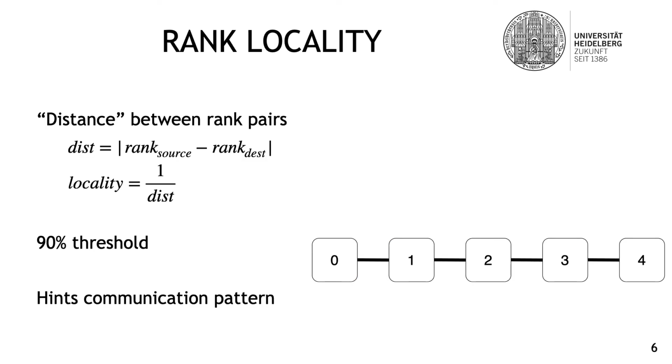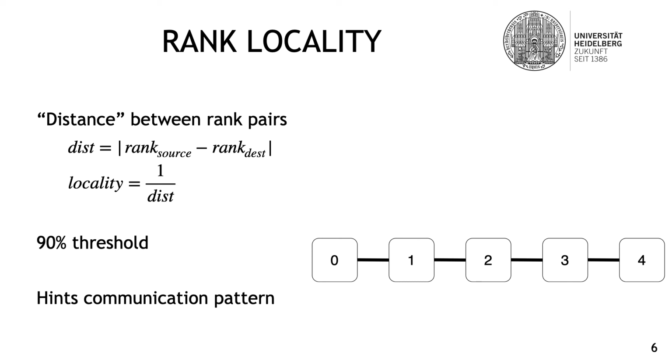Let's have a look at the first new metric, rank locality, which is a measure for the distance in MPI traces. First, we define the rank distance as the numerical distance between two ranks, and the locality as its reciprocal. So, longer distances result in lower locality and vice versa. For example, if you're looking at direct neighbors, we have a distance of 1, which results in a locality of 100%.